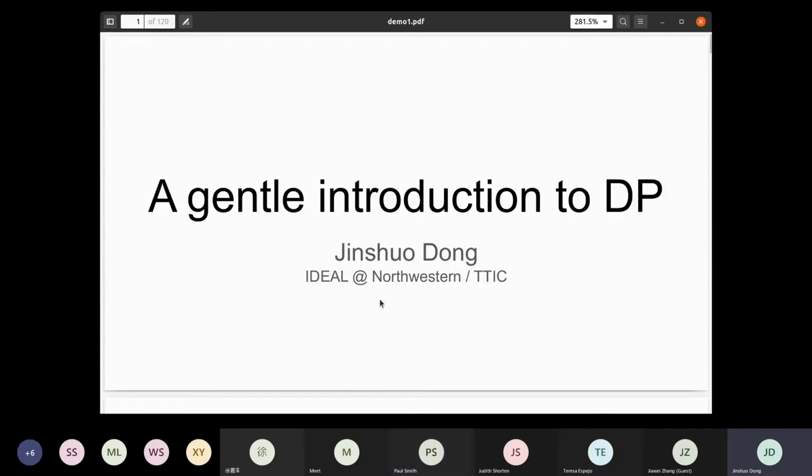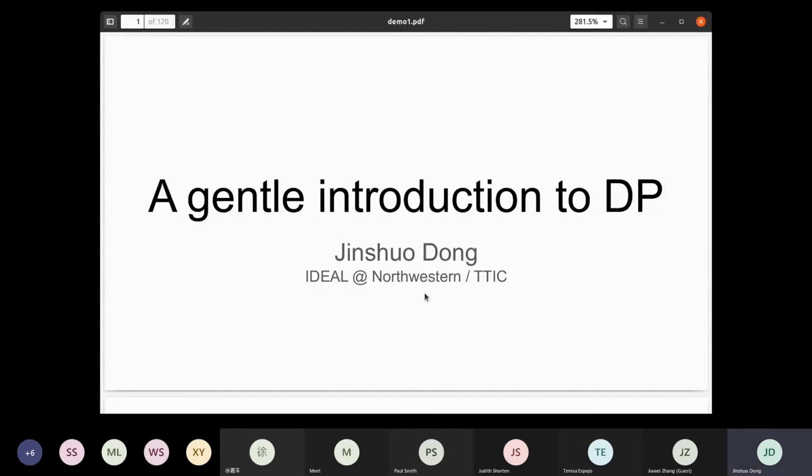It's my great pleasure to speak here. A little bit about myself. I am Jinshuo Dong. I'm currently a postdoc at IDEAL Institute, jointly held at Northwestern University and TTI Chicago. So I graduated with a PhD degree in applied math this May from UPenn under the supervision of Aaron Roth, who is a collaborator on the paper.